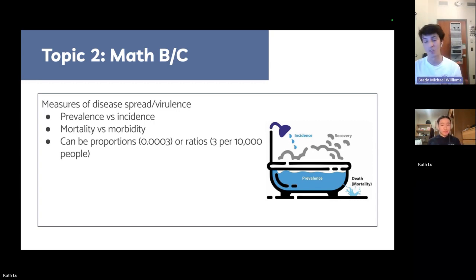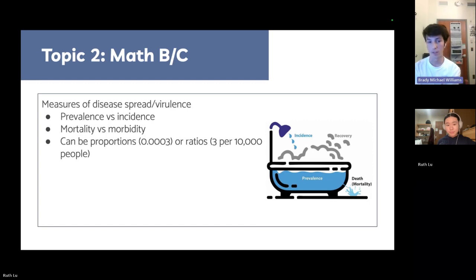And in this picture to the right here, which I like a lot, it's this bathtub, right? And the prevalence is all of the water that is currently in the bathtub. So that's all of the sick people that are currently there, while incidence is the rate of people getting sick. So that is your number of new people that are sick over the population over some amount of time, like the number of people who are getting sick in a month. And this can be represented as the water flowing into the bathtub, right? So every drop of water might be a new case. So your incidence is a rate of new cases, right?